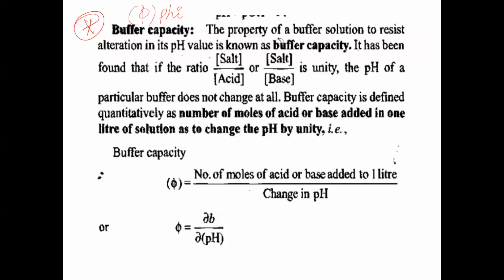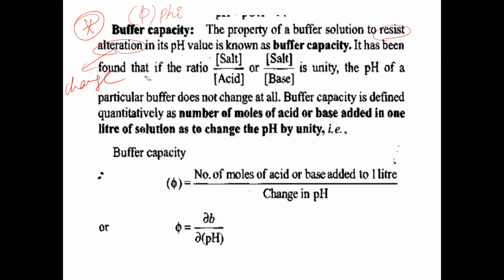See here, the property of a buffer solution to resist, to oppose, the alteration. Alteration means change in its pH value. So alteration means change, and resist means oppose. So the property of a buffer solution to resist the change in its pH value is called buffer capacity.